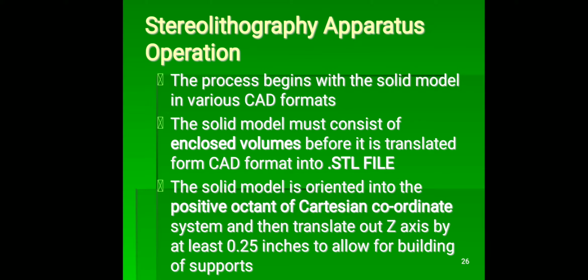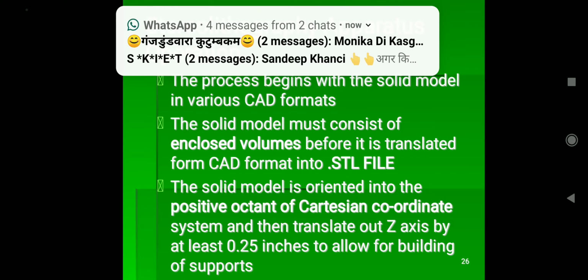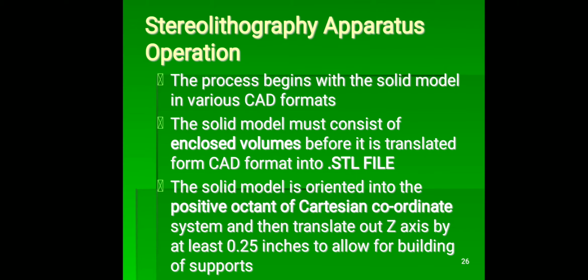So, stereolithography operation. The process begins with the solid model in various CAD formats. Like we produce the design using CAD format. It may be in SolidWorks, it may be in AutoCAD. Then the solid model must consist of an enclosed volume before it is translated from CAD format into an STL file, which is used in this machine. The solid model is oriented into the positive octant of the Cartesian XYZ coordinate system, and then translated along the Z axis by at least 0.25 inches to allow for building support.